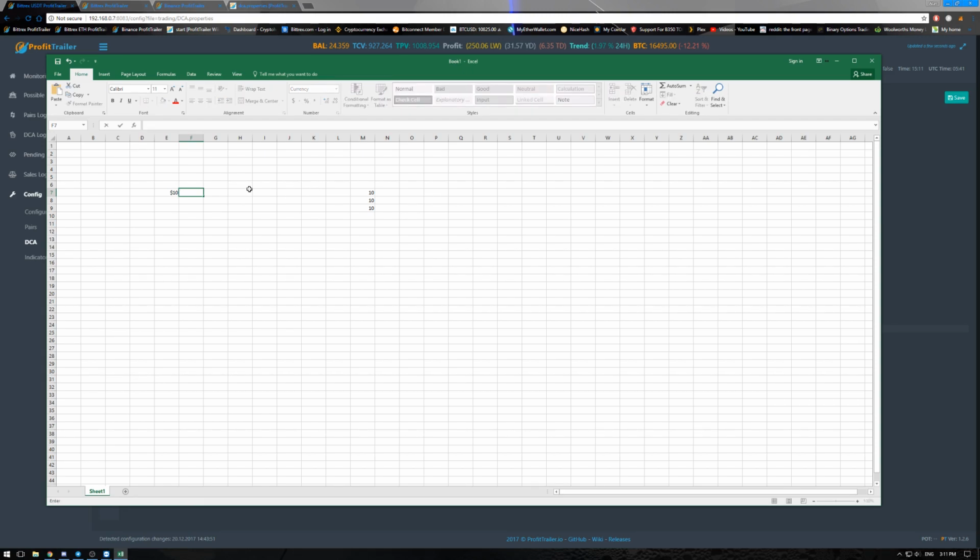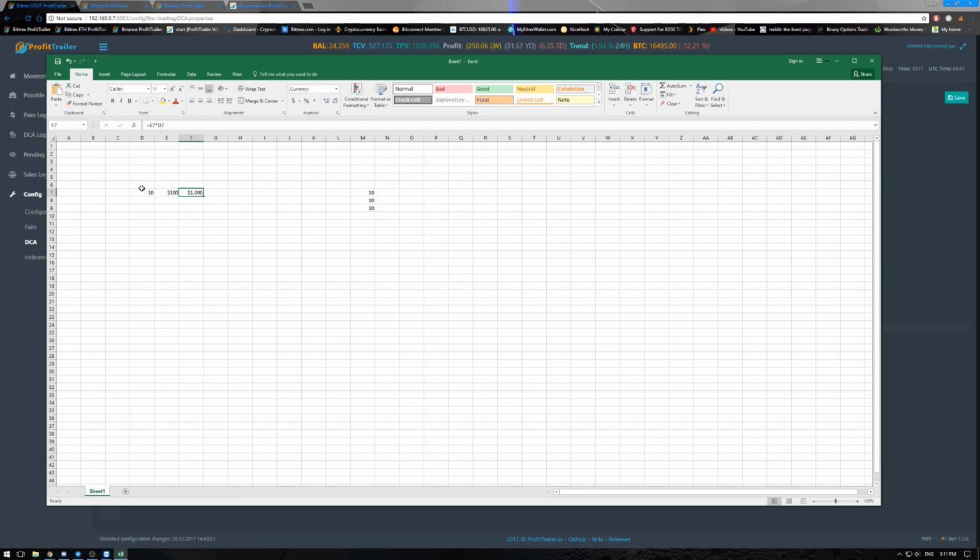Don't know why that's gonna start over here. 10 coins, they cost $100 each, and get Excel to do the math. So its first purchase costs you $1,000. No worries.